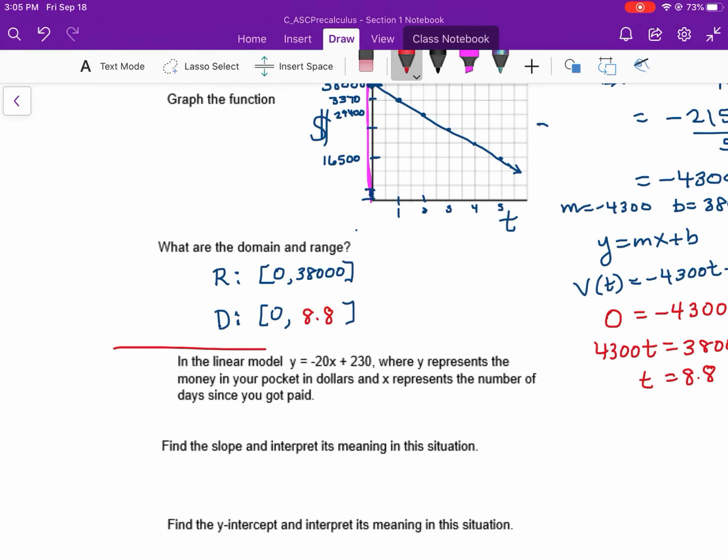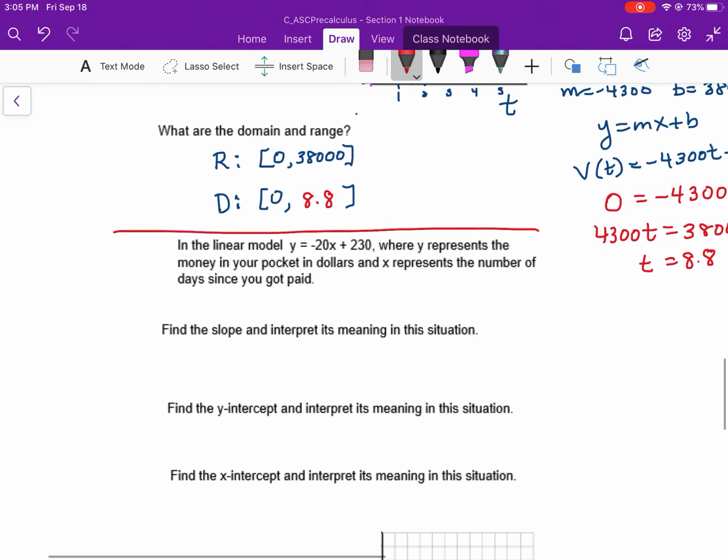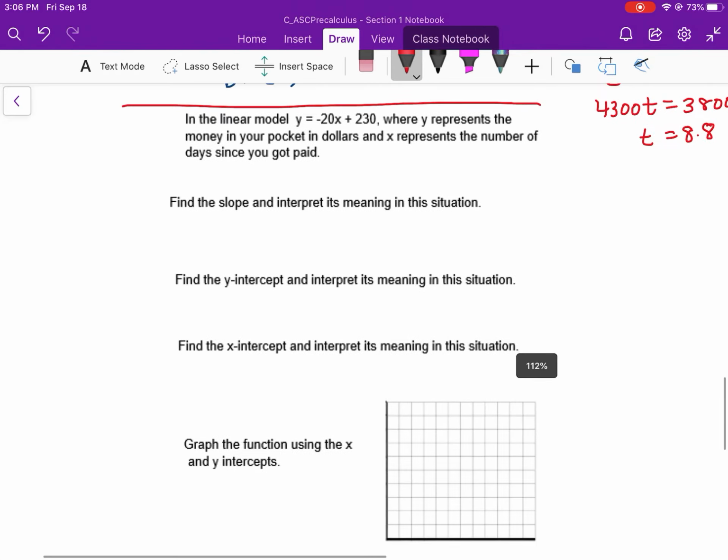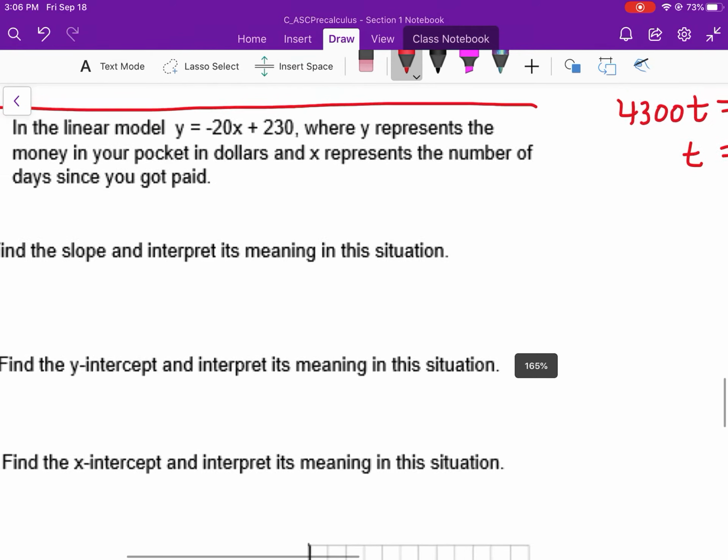Okay, so here's one. In a linear model, that's a line. Look, they gave us the equation where y represents the money in your pocket in dollars, and x represents the number of days since you got paid. Okay, so find the slope and interpret its meaning. Find the y-intercept. What does it mean? Find the x-intercept, and what does it mean? And then graph it by finding the x and y-intercepts.